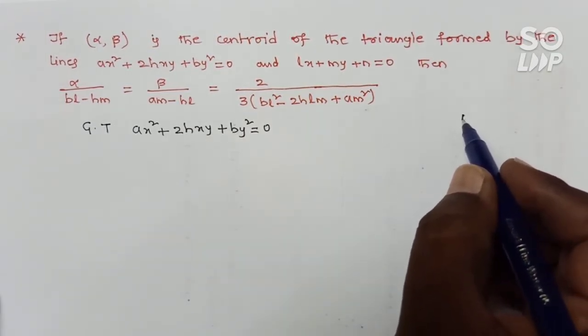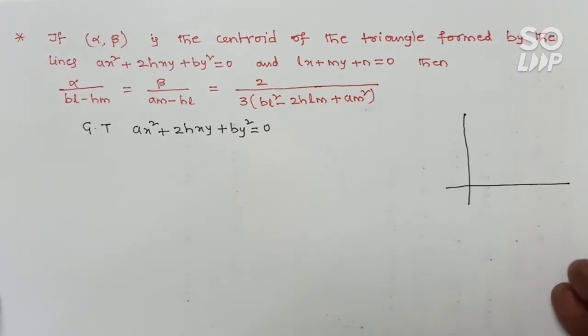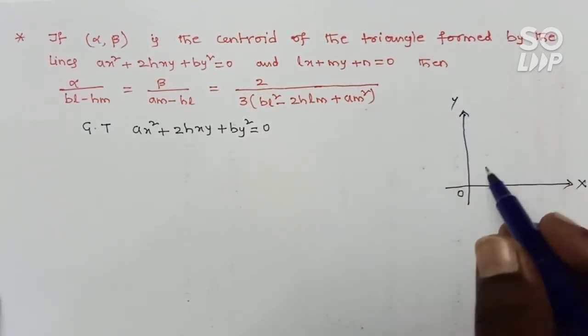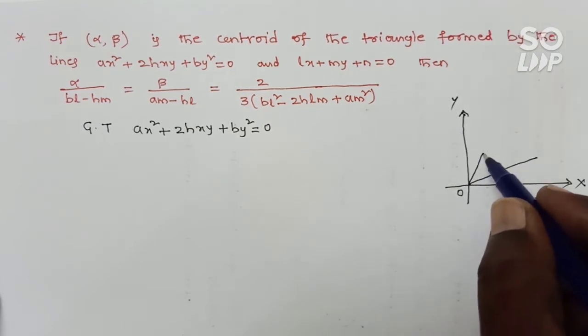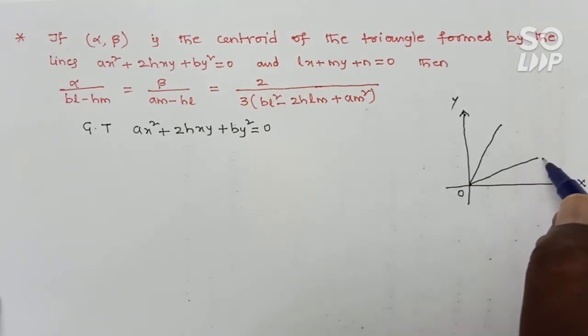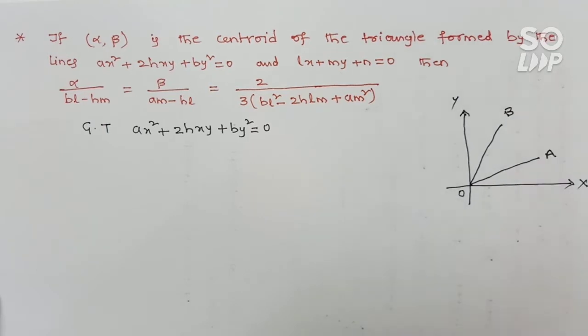Now you see that figure. This is the xy plane. Now this equation will represent two sides passing through the origin. Let these lines be OA and OB.